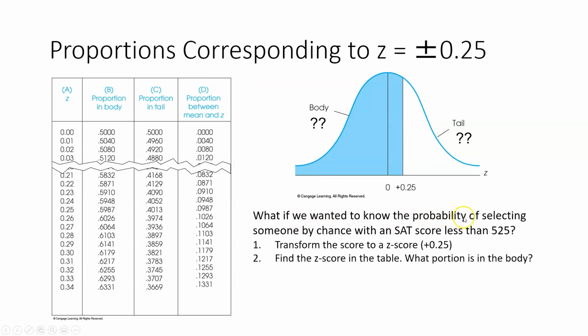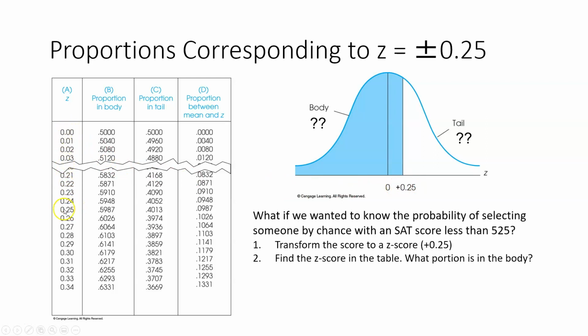What if we wanted to know the probability of selecting someone by chance with an SAT score that was less than 525? The first thing we'd have to do is transform that into a Z-score. X minus the mean divided by standard deviation, that's 525 minus 500 divided by 100. That gives us a Z-score of 0.25. Once you have the Z-score, then you can find the Z-score in the table. So you look for 0.25 in the Z column.